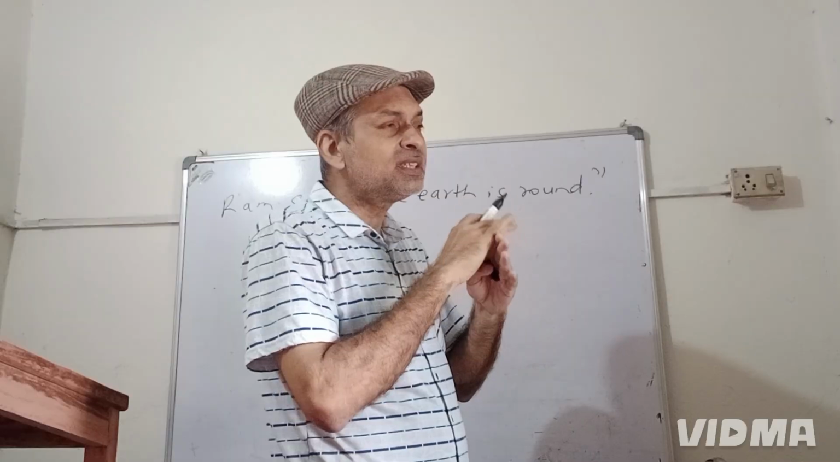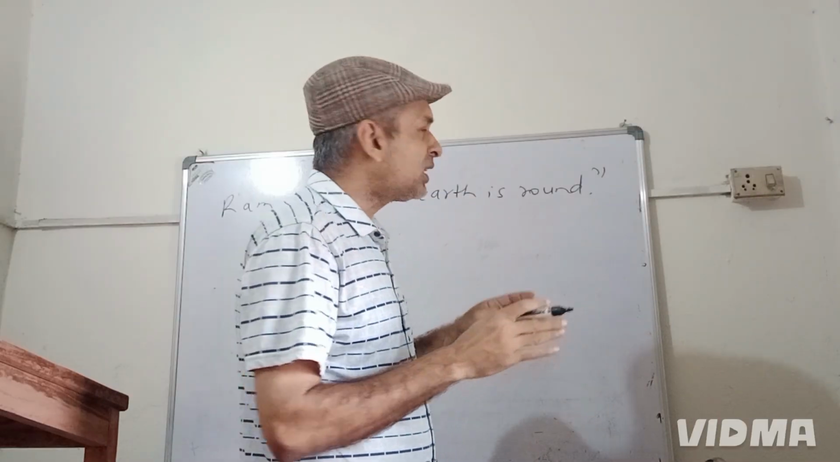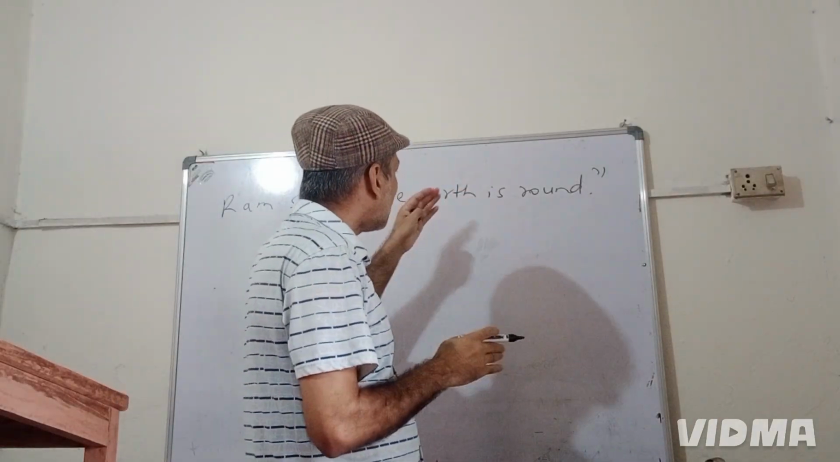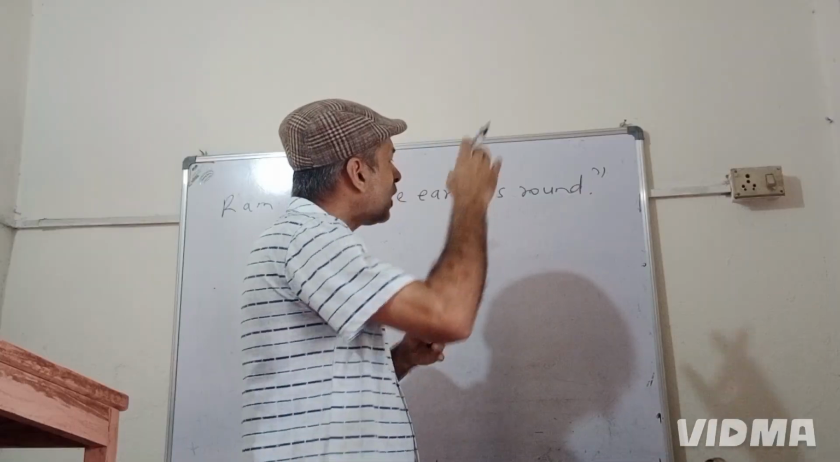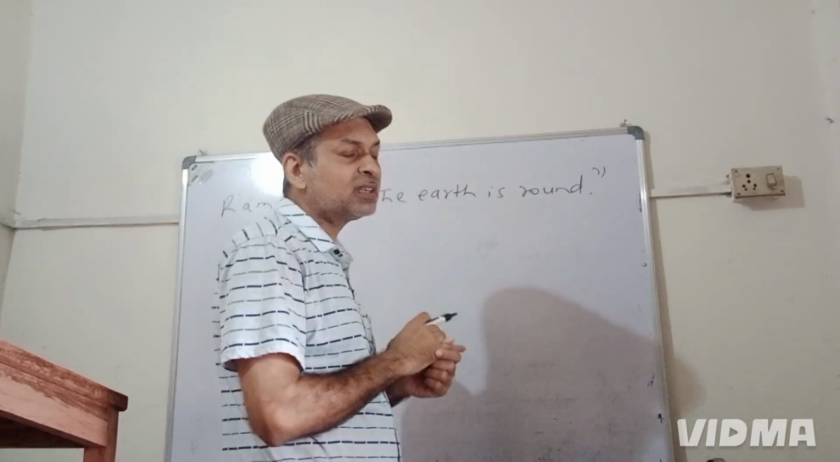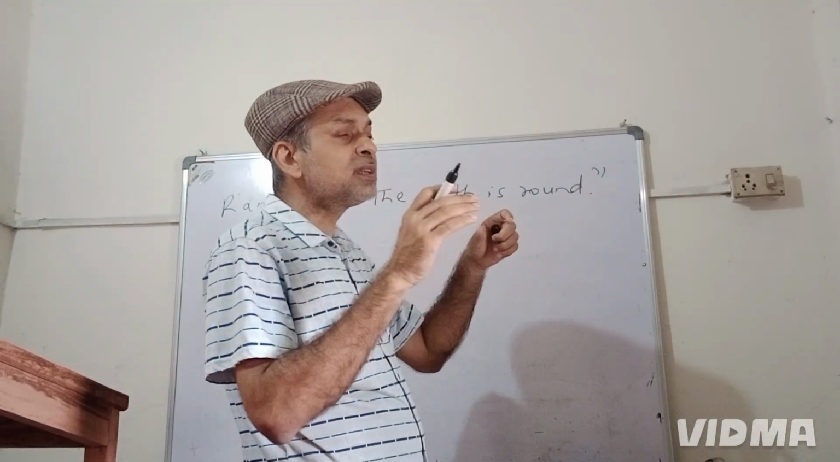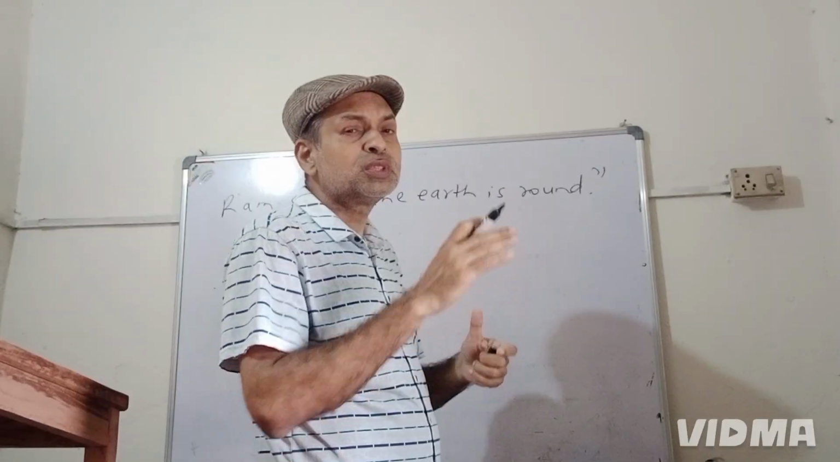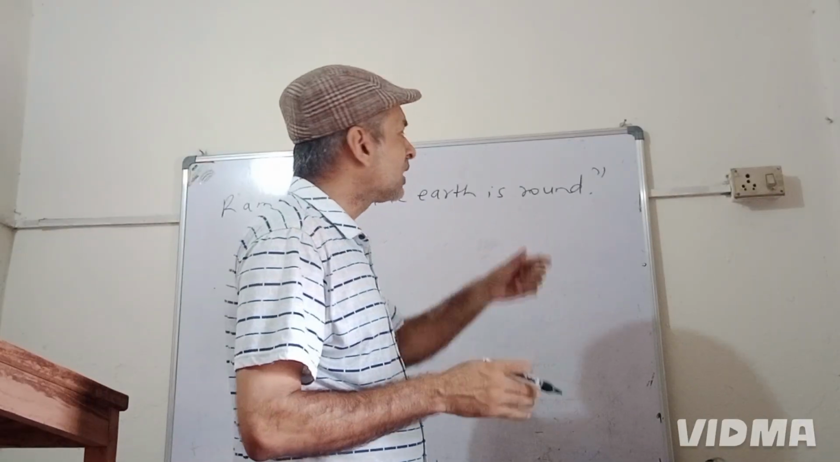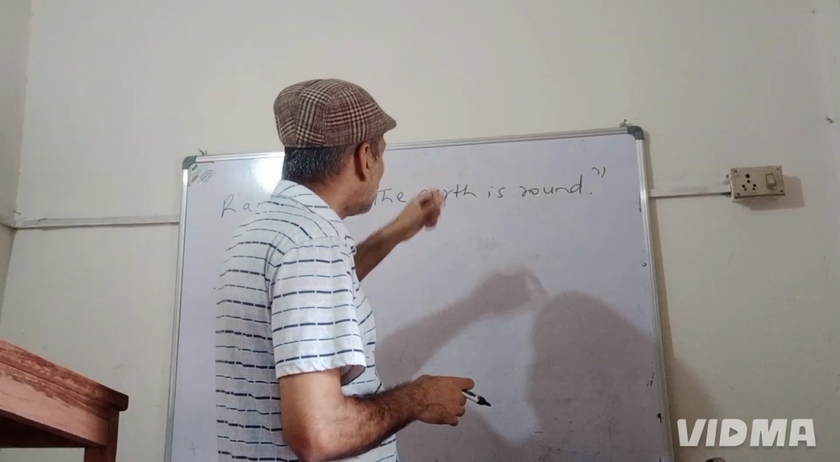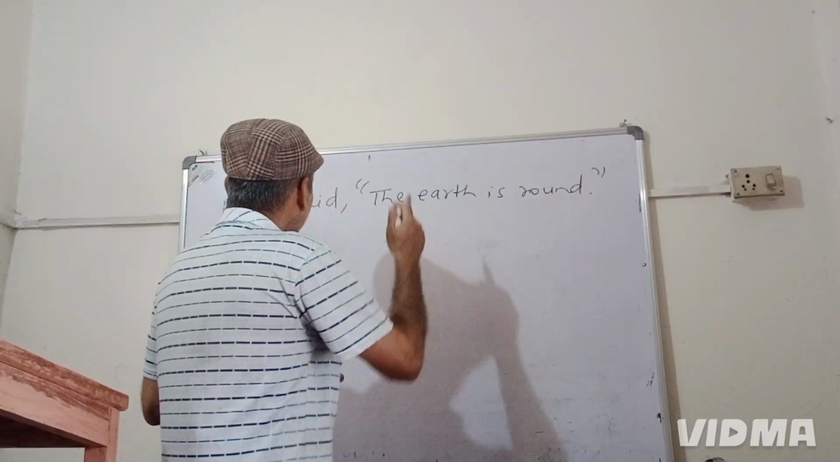Like Ram said that the earth is round. Tense is not changed in this case. Tense remains the same. That the earth is round. Earth is round and earth is round. Same case, it remains in the indirect speech also.